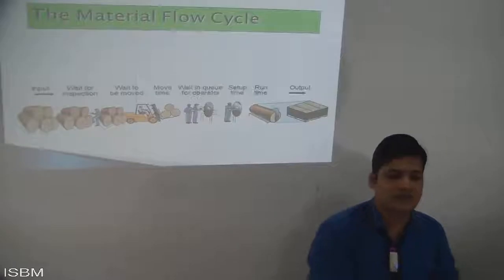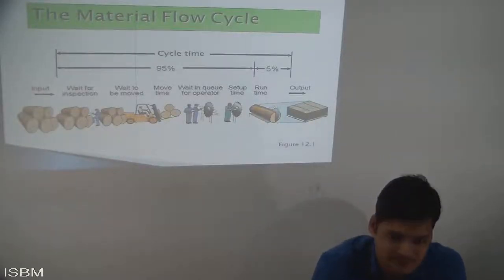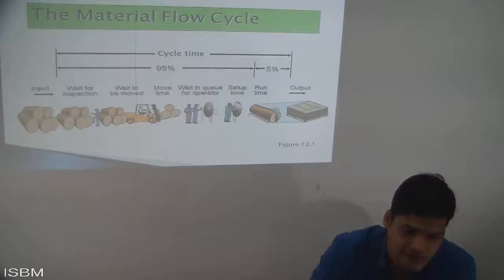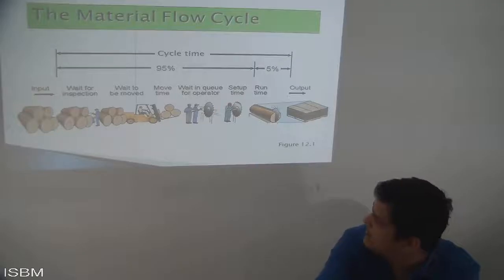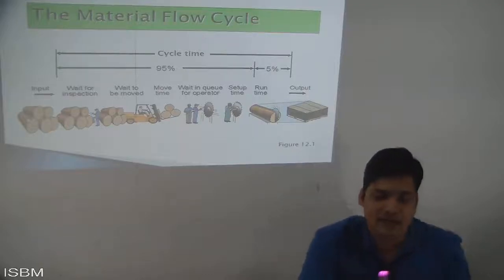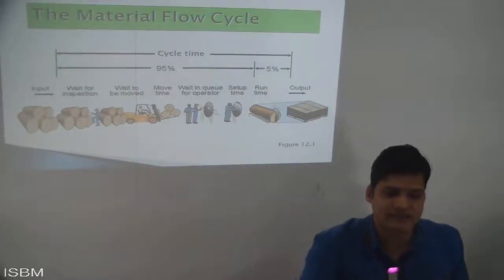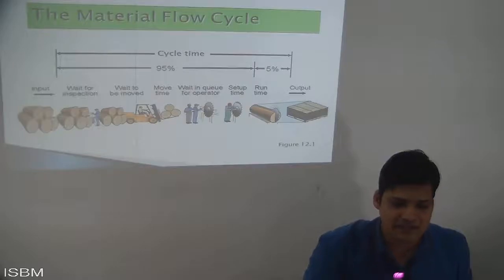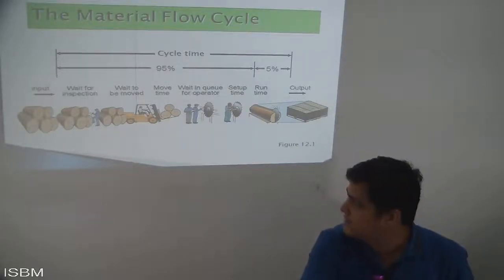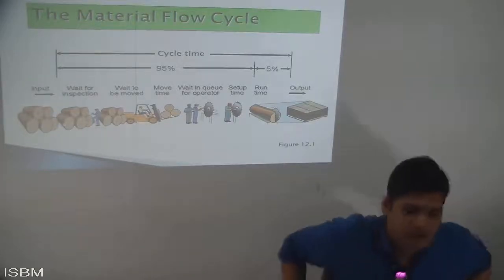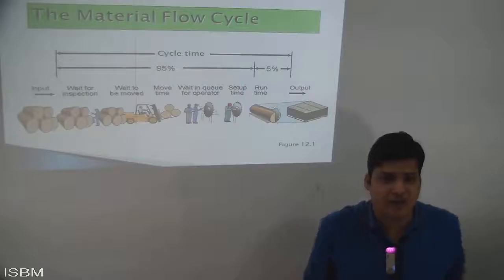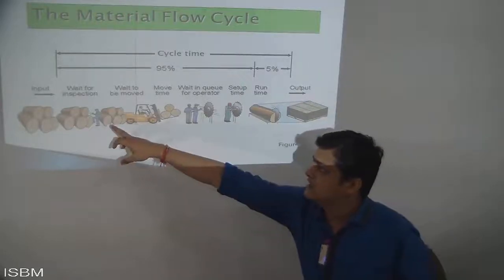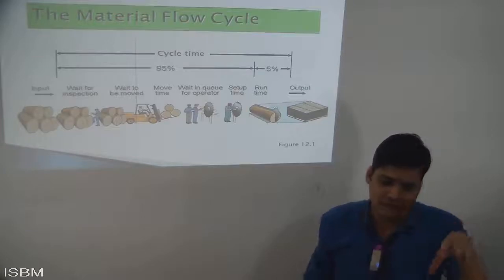Then the material flow cycle. What exactly is the material flow cycle? You can see it's a simple example they have given. These are the inputs, these are the raw materials. When the raw material comes into the company, there is one inspection. Wait for inspection: a particular person is going to inspect whether the raw material we have ordered has come properly or not.